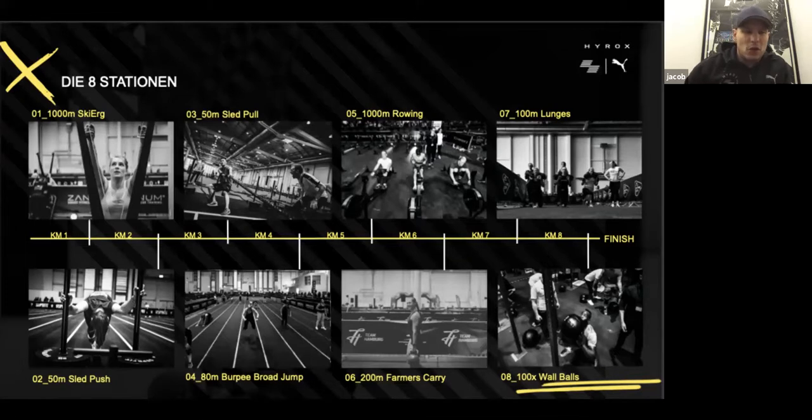So you start out with a 1K run, then you do 1,000 meters of ski erg, 1,000-meter run. I won't mention that again. So it's always a 1,000-meter run in between. Then you do 50 meters of sled push, 50 meters of sled pull, 80 meters burpee broad jump, 1,000 meters of rowing, 200-meter farmer's carry, 100-meter lunges, and 100 wall balls. So you can see there's a lot of different things a coach needs to work on with his athlete and see where actually his strengths and his weaknesses are.